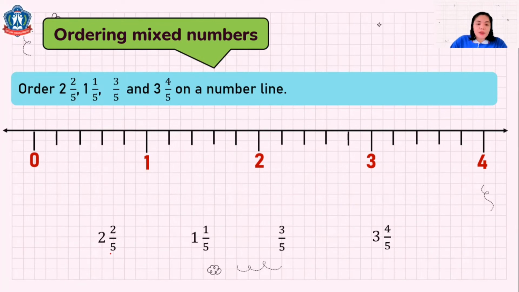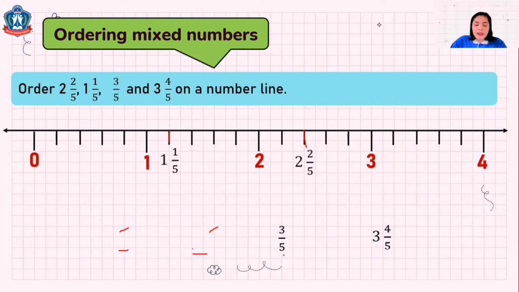Let's start with 2 and 2/5. So 2 and 2/5 is more than 2. And we have 2 parts out of 5. So it's around here, this one. So 2 and 2/5 is here. Okay, how about 1 and 1/5? So this is more than 1. So 1 and only 1 part. So it's here. So this is 1 and 1/5.